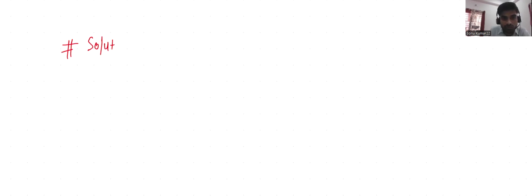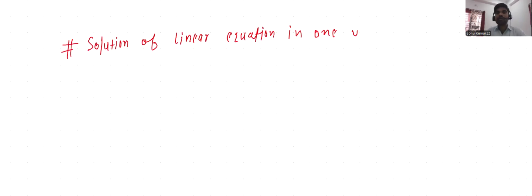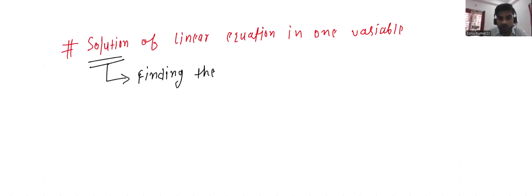Solution of linear equation in one variable. See, what do I mean by the solution? Solution means the value of the variable that can satisfy the equation. We can say that solution means finding the value of the variable. Solution of the linear equation in one variable means finding the value of the variable.